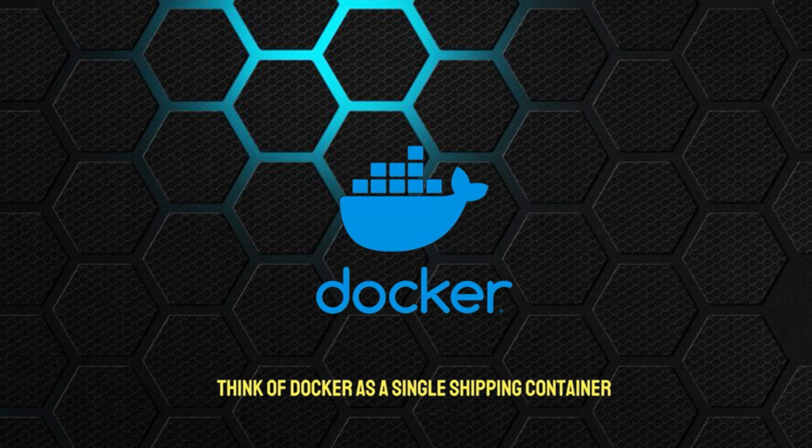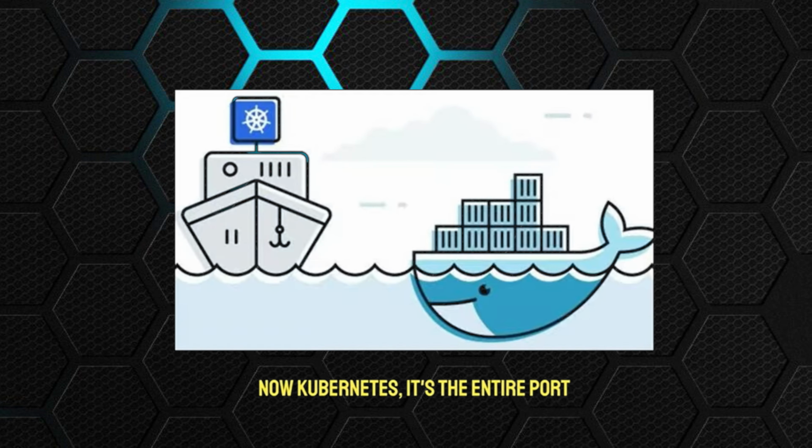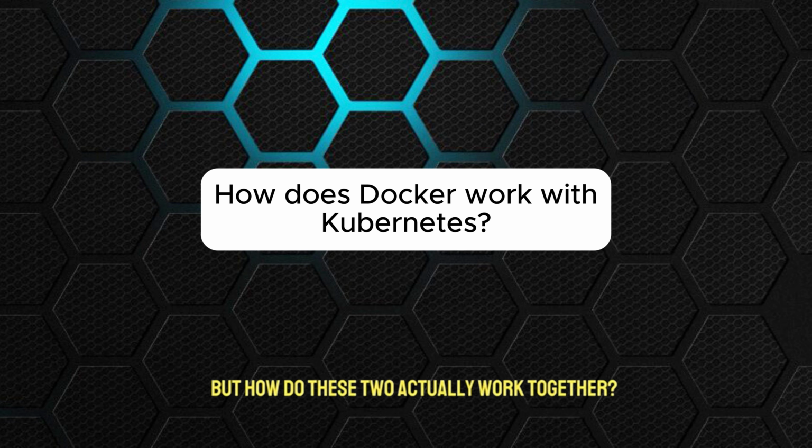Think of Docker as a single shipping container. It packages everything you need for your app to run. Now, Kubernetes, it's the entire port, managing thousands of containers and deciding where they go, how they run, and what happens when something breaks. But how do these two actually work together?